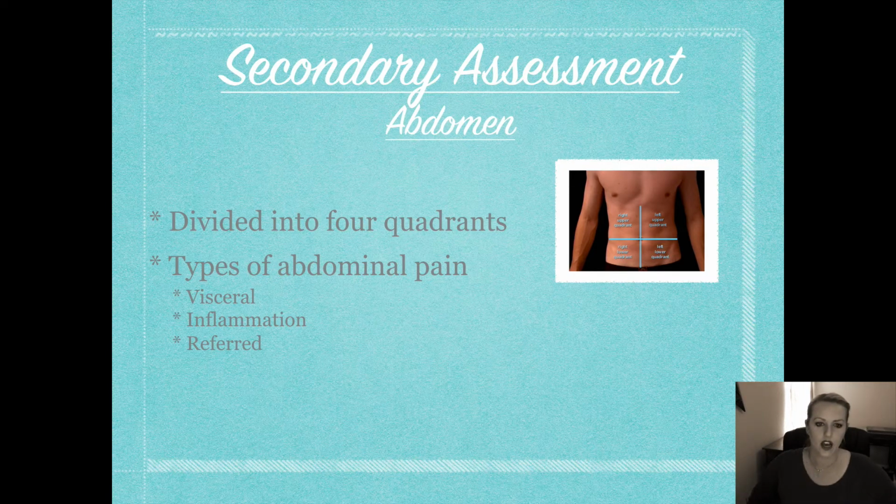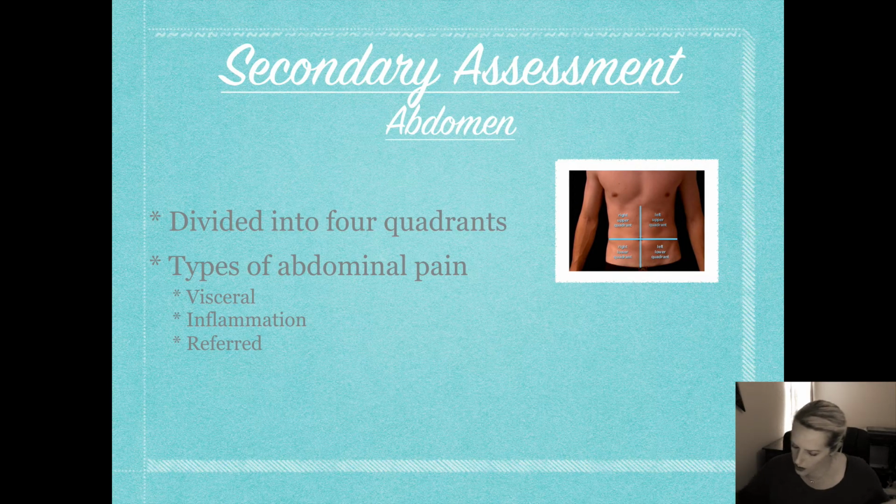Now, our abdomen, we are divided into 4 quadrants. We'll go through when we're in class and kind of talk about those 4 different quadrants and what's in them. But you've got your right upper, left upper, left lower, right lower. There are different types of abdominal pain.